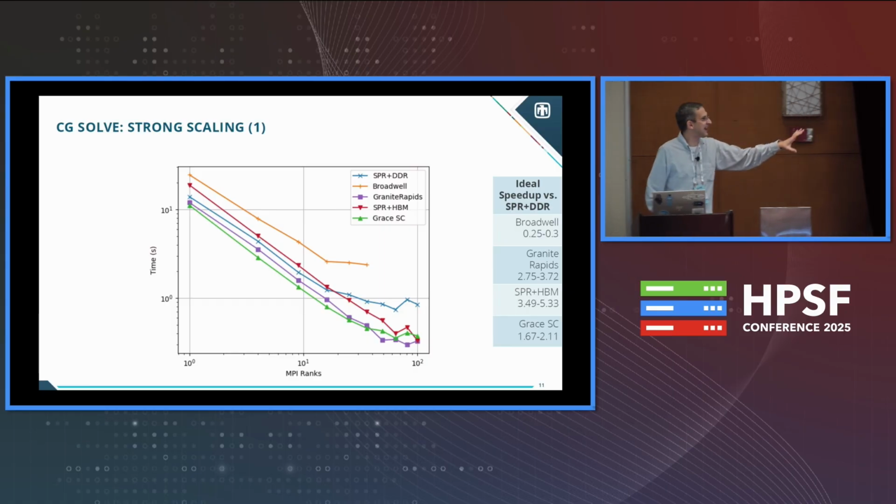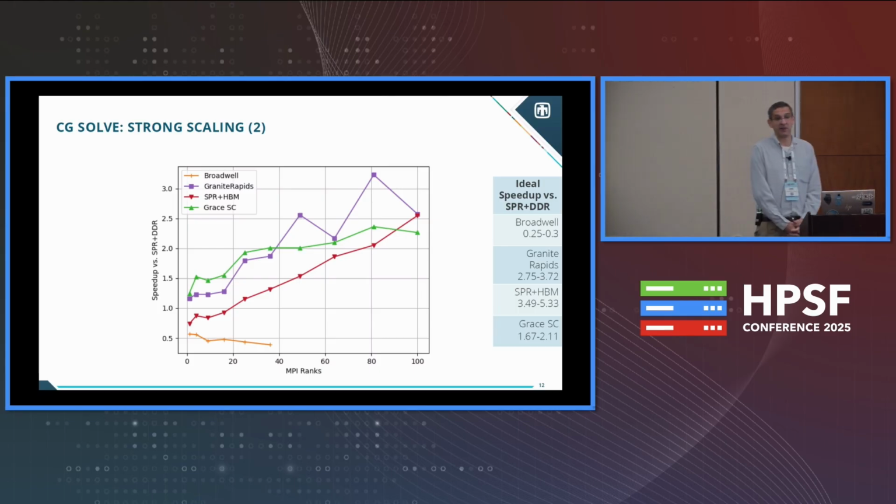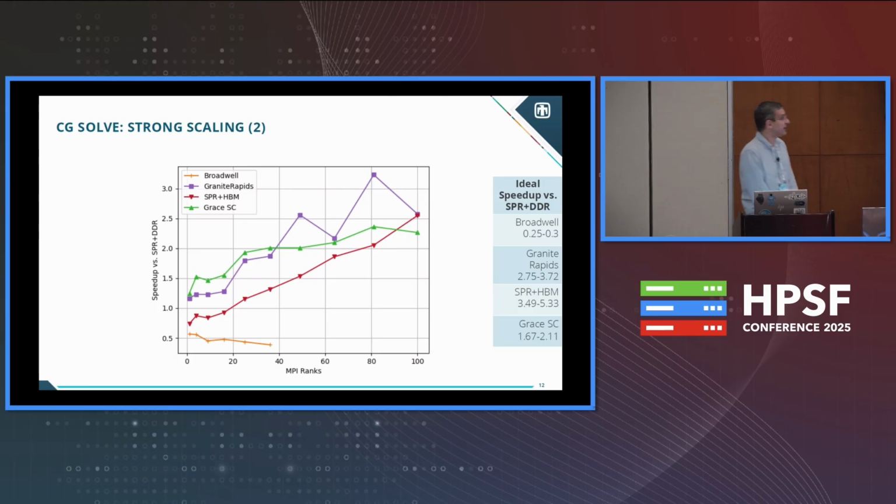So this is hard to tell, are we getting our ideal speed up? So I'm going to rewrite this plot. I'm going to remove the Sapphire Rapids with DDR, and now I'm going to normalize everything to that. So what do we see?